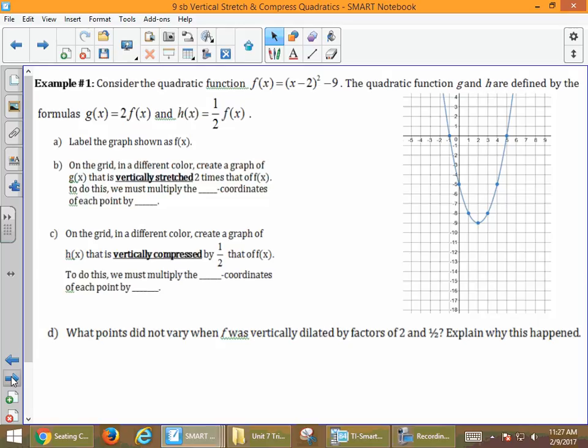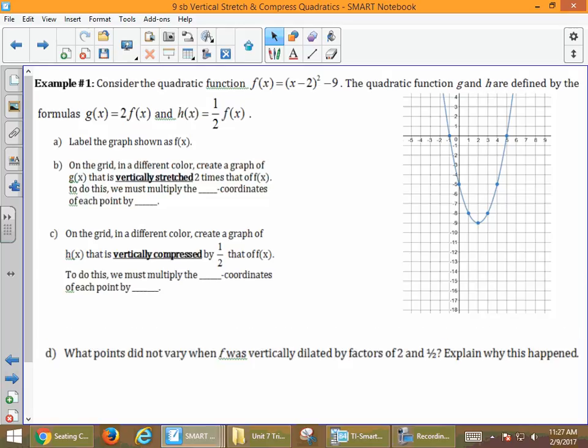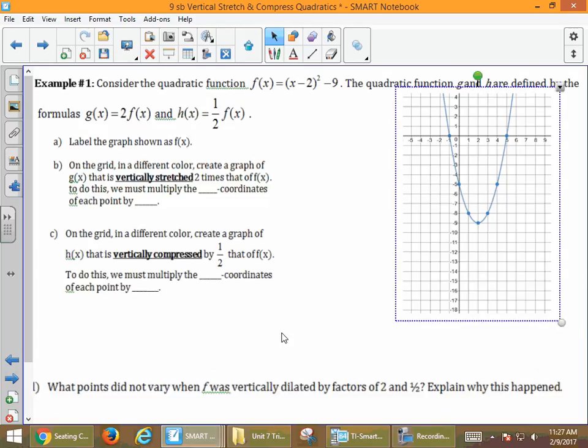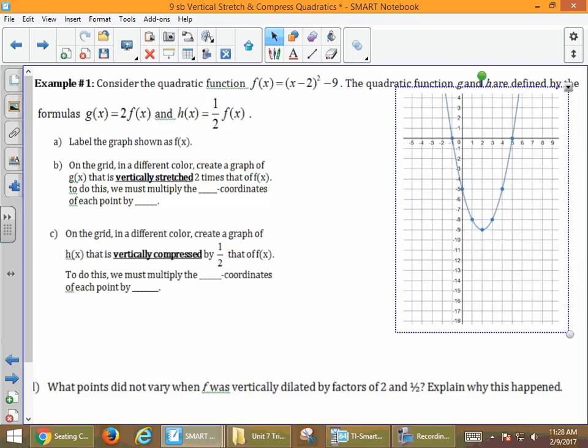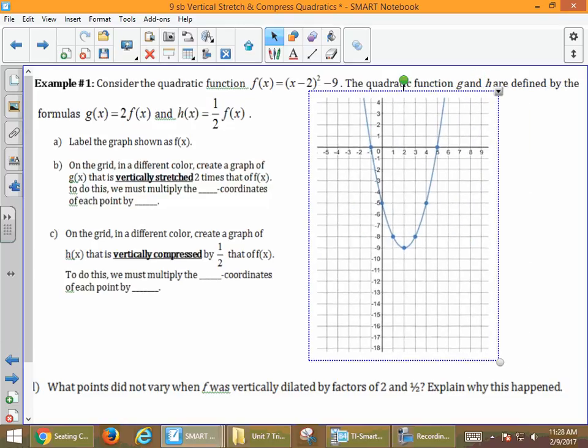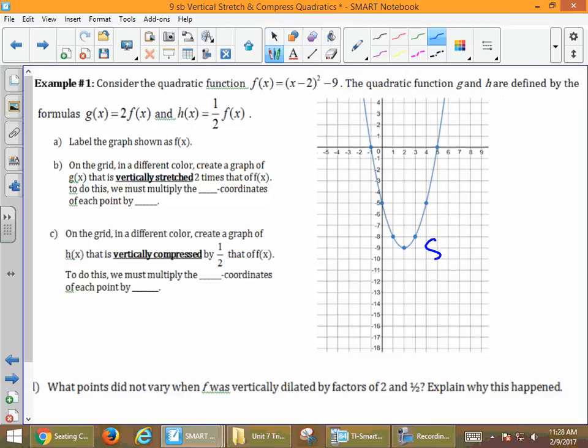And so on our graph, we have f of x already graphed. And this is our parent, not our parent function, but this is our original function that we're going to start with. And then we're going to vertically stretch this graph and vertically compress this graph. And so the first thing it wants us to do is to label f of x. So this guy is going to be our f of x.